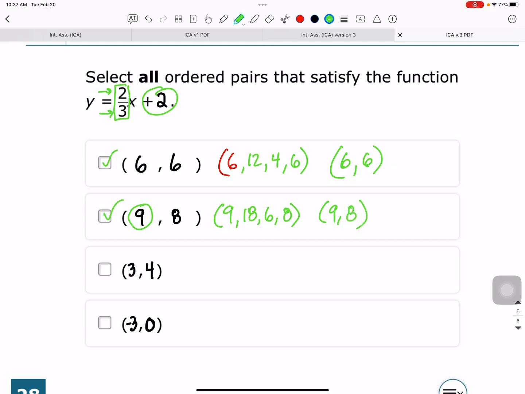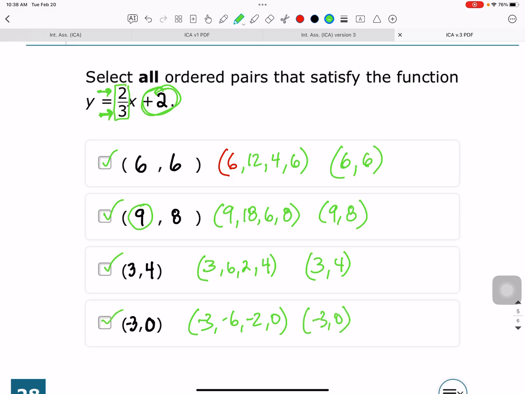Yes. Let's start with 3. If we multiply by 2, we get to 6. If we divide by 3, we get to 2. If we add 2, we get to 4. So if we start at 3, we get to 4. Yes. Negative 3. If we start at negative 3 and multiply by 2, we're at negative 6. If we divide by 3, we're at negative 2. If we add 2, we're at 0. So if we start at negative 3, we get to 0. Oh, all 4 of them worked.